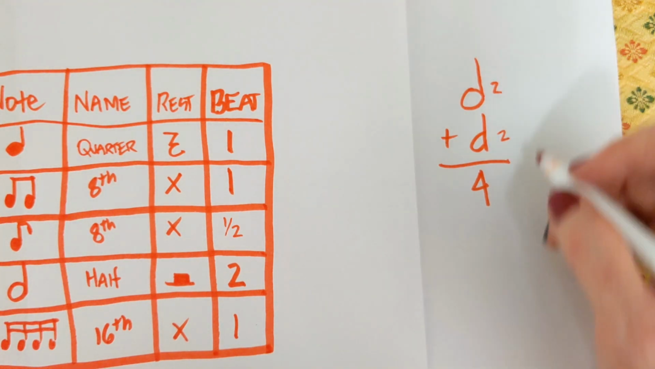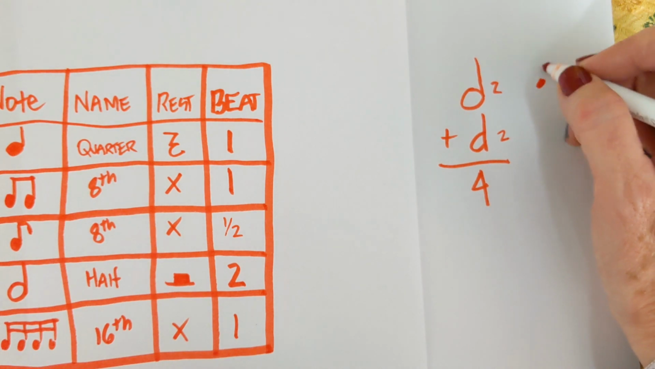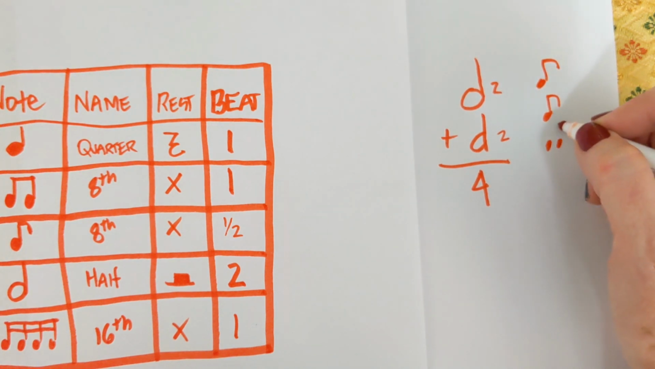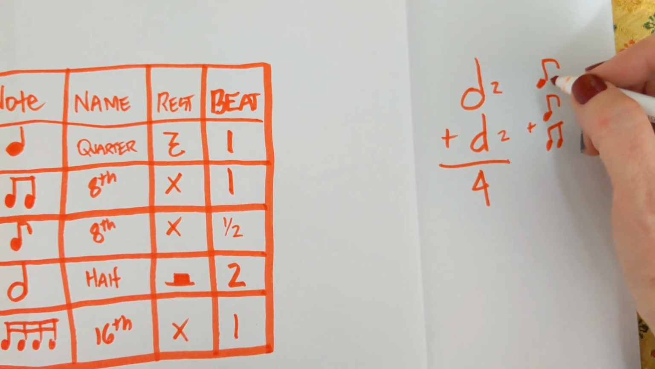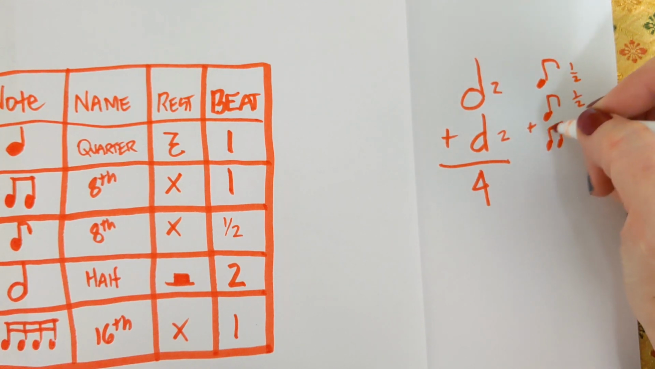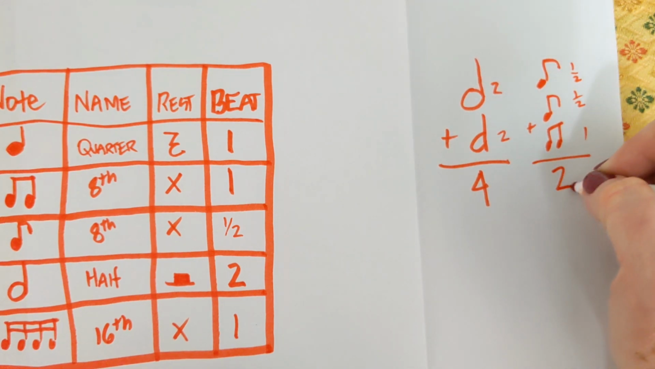Here's another kind of a tricky one you might see on the quiz. You might have this one plus this one plus this one. This one has been really tricky. So that is a single eighth note, so it gets half a beat. And that's a single eighth note. It gets half a beat, and that's a pair of eighth notes that gets one beat. Half plus half plus 1, 2.